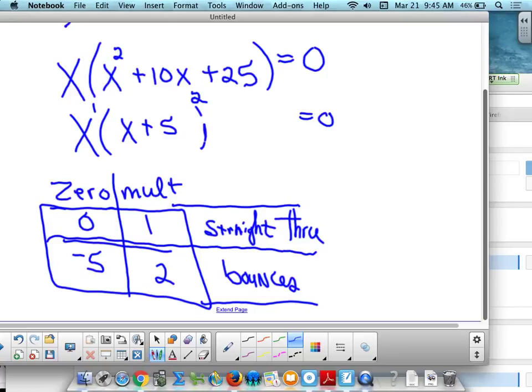Go to the next one. It says a polynomial function has a 0 at 4, multiplicity of 3, and a 0 at 0, multiplicity of 1. Write a function in standard form. Don't worry about standard form, just give me factored form that could represent this function. And then it says, box in your answer.